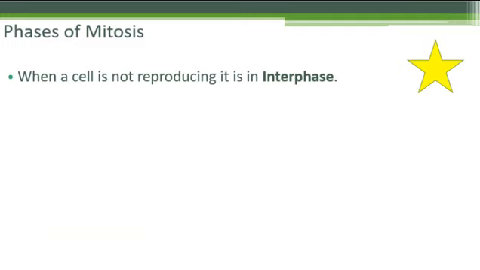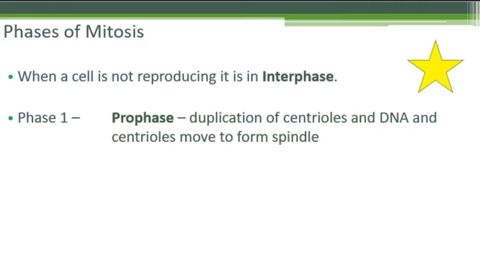When the cell's not reproducing, it's in interphase. We know that. This has a star by it because I want you to know phase 1 is called prophase. If this isn't in your book, you need to find a place to write it because this is important. Phase 1 is prophase. That's the duplication of the centrioles and DNA, and the centrioles move to form a spindle. We'll watch a video on this in a minute. Give you a little more information.